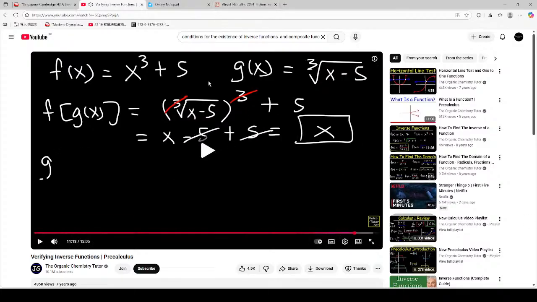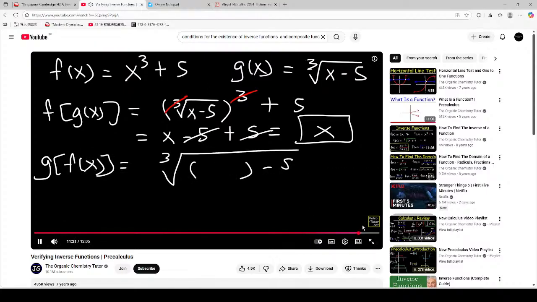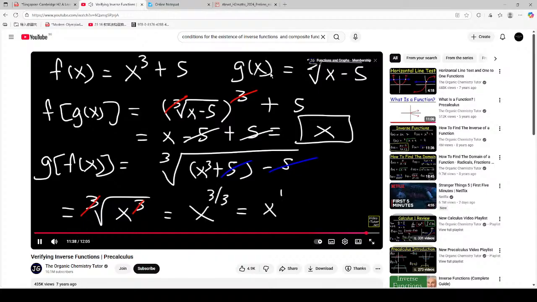And then for g of f of x, g is on the outside, so let's start with that. And then that's x minus 5, and then insert f into g. So once again, the 5's cancel. 5 minus 5 is 0. So we're left with the cube root of x cubed. In this case, the 3's cancel. This is the same as x raised to the 3 over 3, which is x to the 1, or x. And so f and g are inverses of each other in this example.